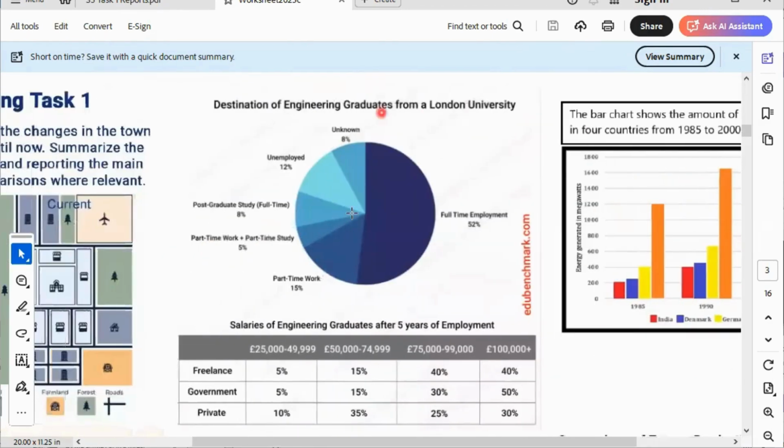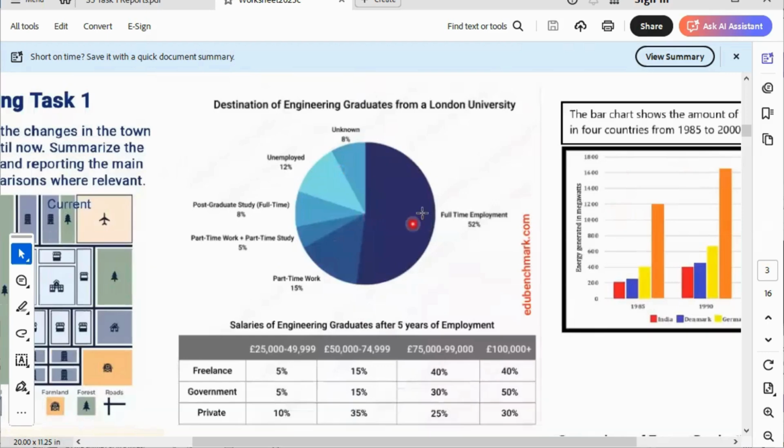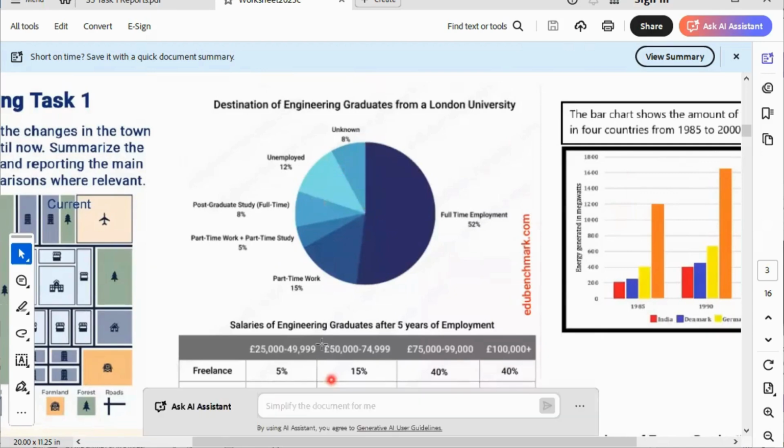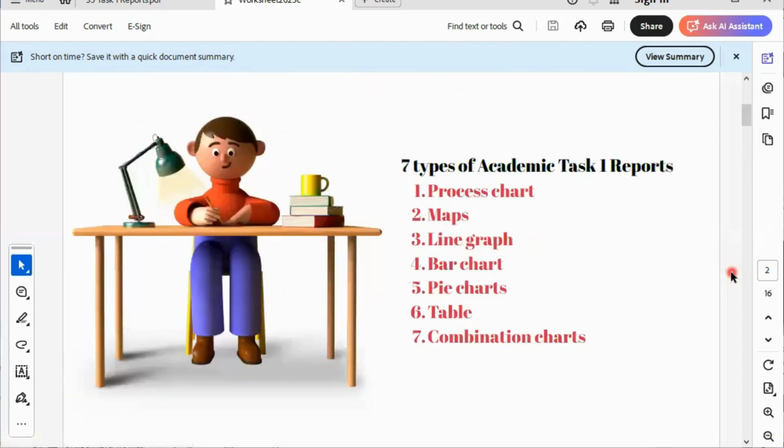Here you have a combination of pie charts and a table. So you have to write a report based on this. The first thing you do is write a report based on the pie charts, and after that, write on the table. Okay? So basically, they can give you any of the 7 types of questions. So it's good to be familiar with all the 7 types of questions.